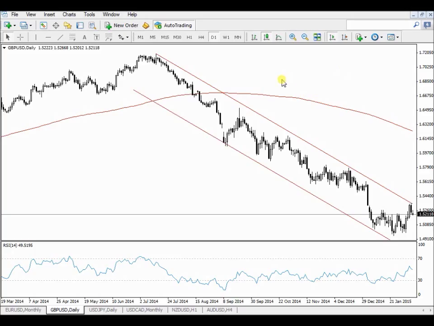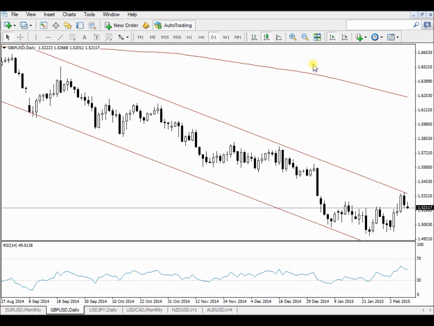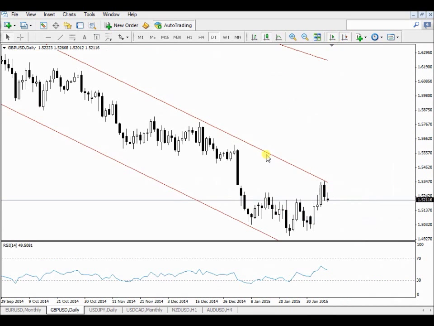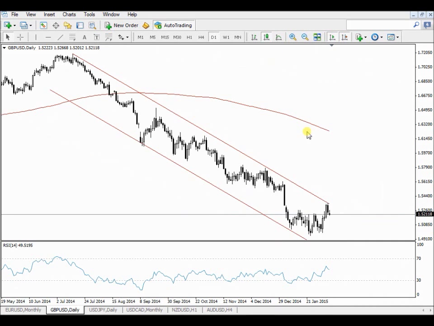And a new trend, Mr. Postman, will be when the market is making higher highs and higher lows. In other words, the resistance is being taken out. So this will be the sign that the market has turned or a new trend has begun.